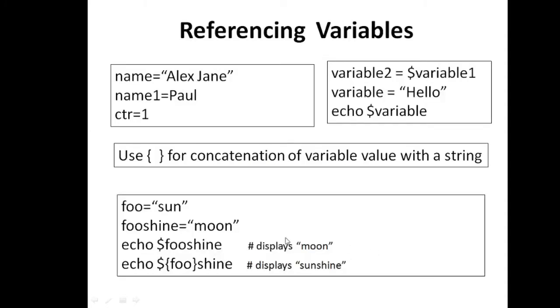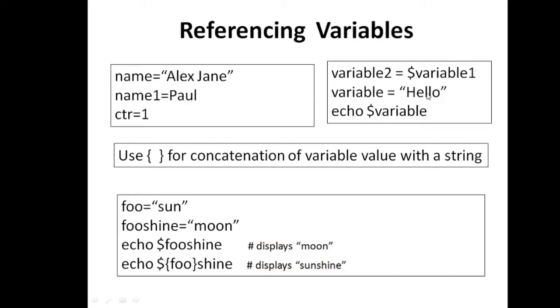How do you reference a variable? I am defining a variable name is equal to Alex Jane, name1 is equal to Paul, ctr is equal to 1. This is a way of assigning value to a variable. How do I refer to a variable? Here you can see that to refer to a variable, it should be prefixed with the dollar symbol. So variable2 is equal to dollar variable1. So the content of variable1 will be assigned to variable2.